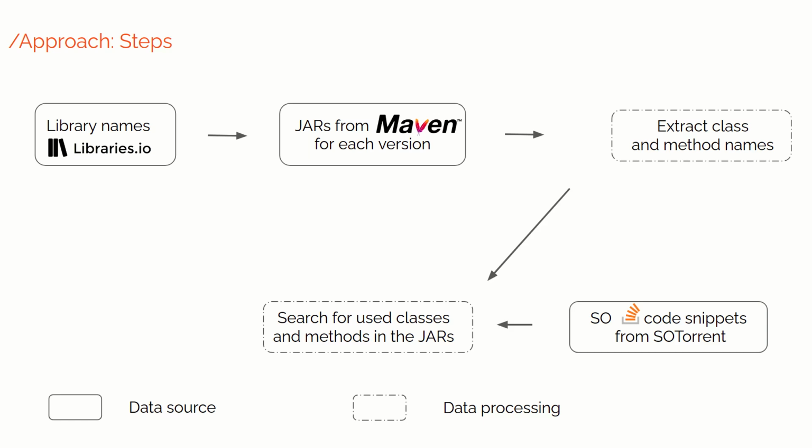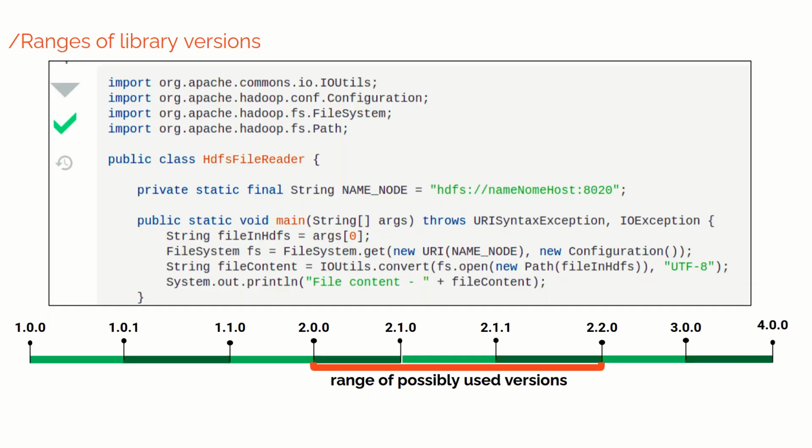Next, we searched for the used library classes and methods in the jar files, and finally identified possibly used library versions. So for each used library, we identified a range of versions that are compatible with the classes and methods used in the code snippets. Each range of versions has two ends, the most recent version and the oldest one. The most recent one is considered as the best case, while the oldest one is considered as the worst case.